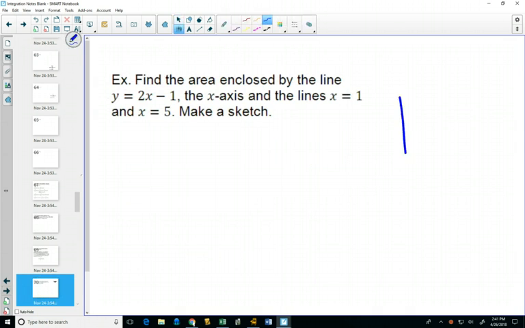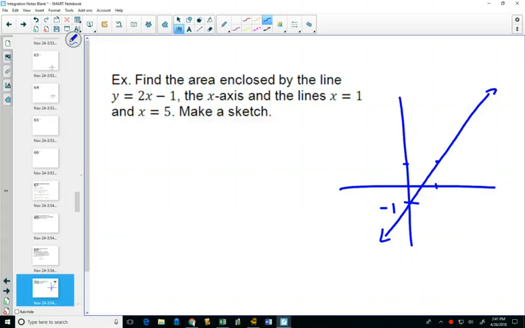So here's one that we've done already, 2x minus 1. Here's minus 1, slope of 2, run of 1. Here we have our line, and we want to find it between x equals 1 and 5.